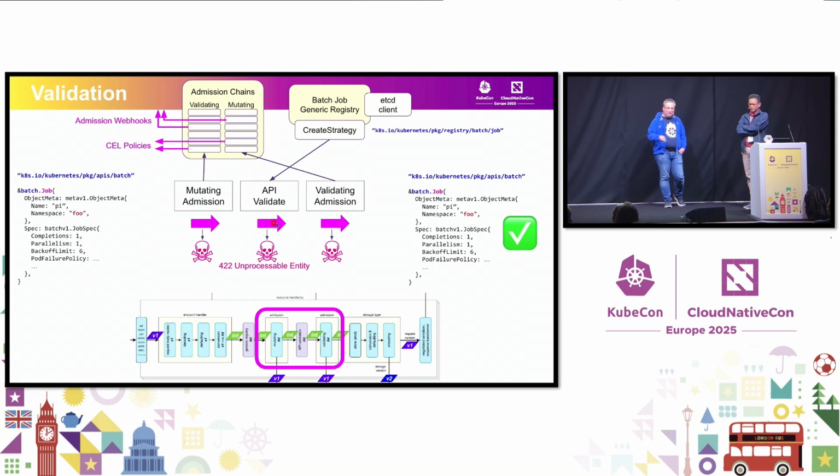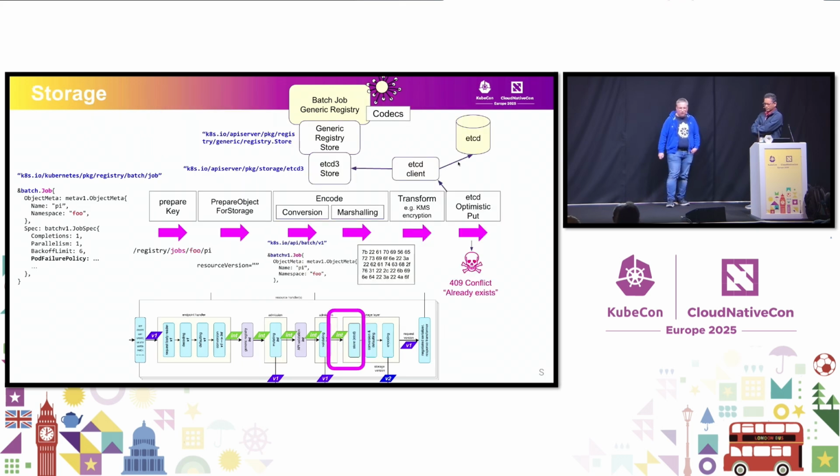Then there's an API validate phase. This is Go code, again, in the strategy here, in the create strategy. It checks that the name is proper as expected, and the fields have the right values. And then admission is called again, and admission might call your webhook, does other things, checking for namespaces, for example, checks the CEL rules. And then we are basically ready with a validated object. And now we want to store.